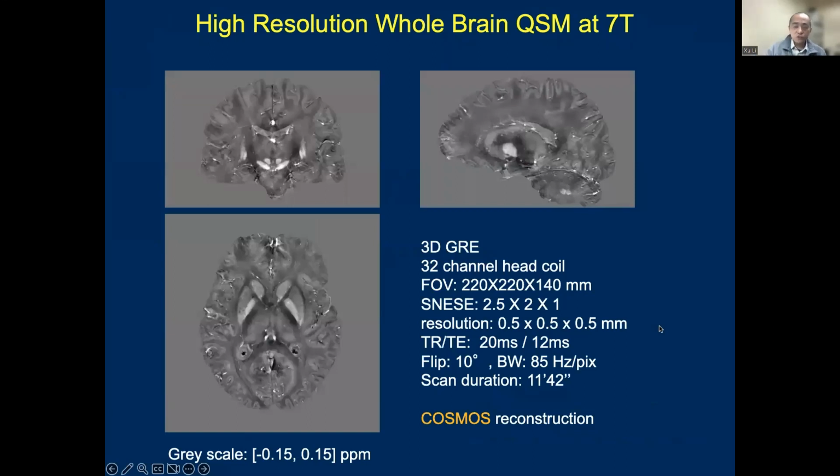Due to the high signal to noise and contrast to noise in the phase measurement, we can actually get pretty high resolution QSM maps, especially at ultra high field. I'm showing here just an example of QSM images we acquired here at 7 Tesla with 0.5 millimeter isotropic resolution, and we can appreciate a lot of detailed anatomical structures.